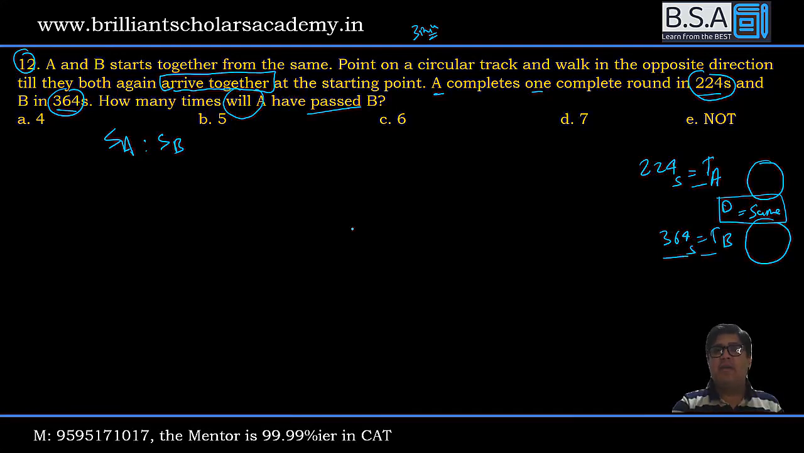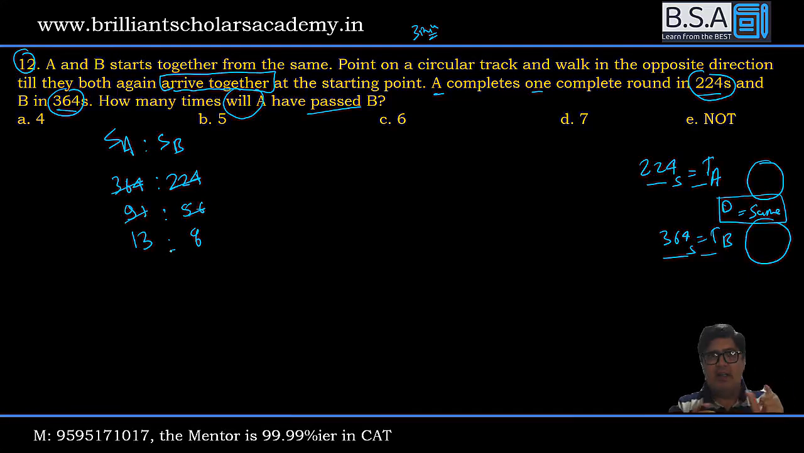What is the time of B? 364. What is the time of A? 224. Divide as much as you can. 4 into 91, 4 into 56. Looks like a multiple of 7. 7 into 13, 7 into 8. No longer division possible. 13 is a prime number.